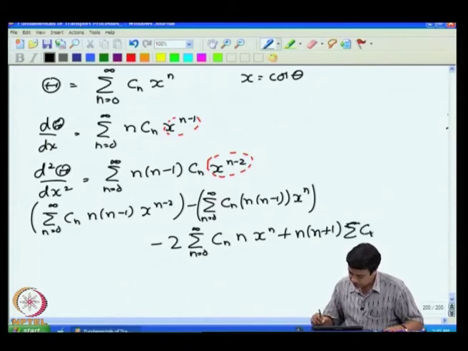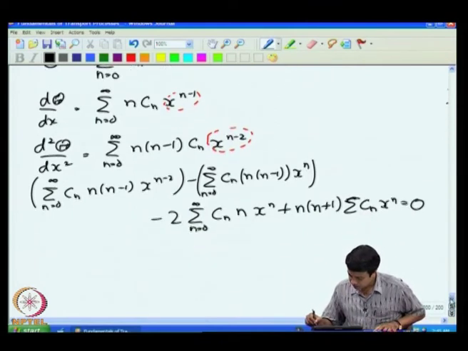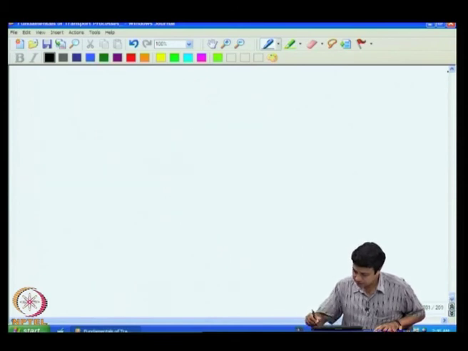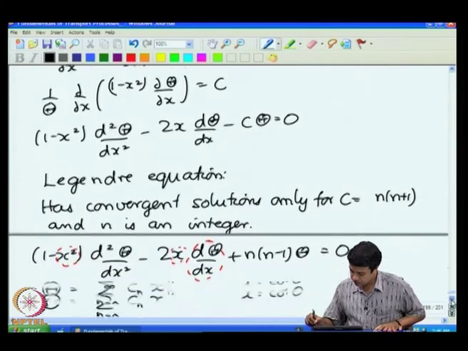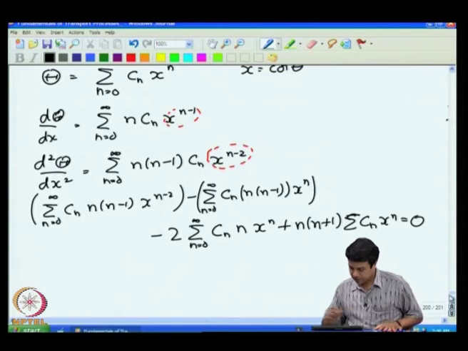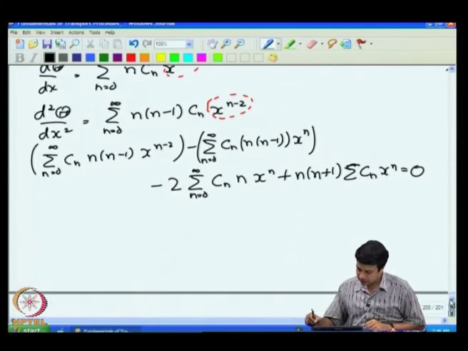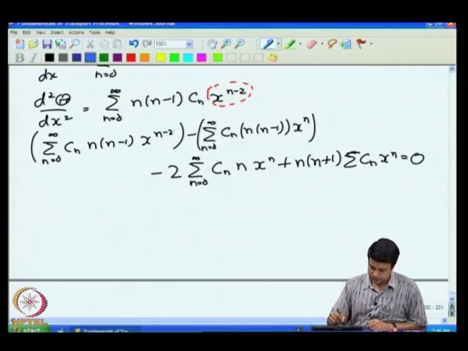Summation Cn x power n is equal to 0. Now, how do I get the coefficient Cn? I get the coefficients by setting to 0 equal powers of x power n. You can see that all terms in this equation have power of x power n except for this first term here. This has a power of x power n minus 2.